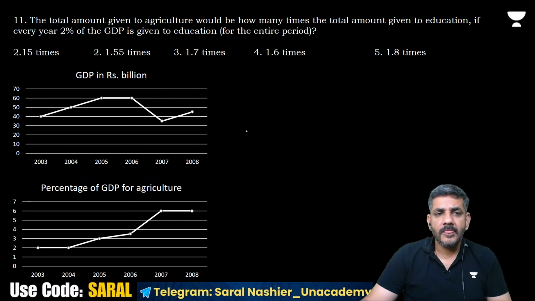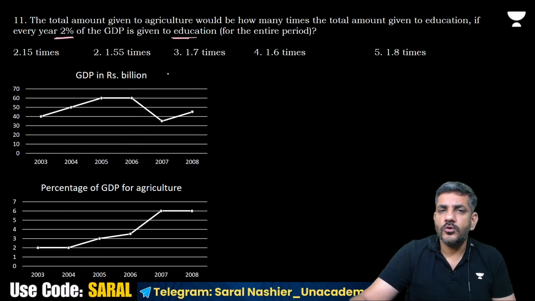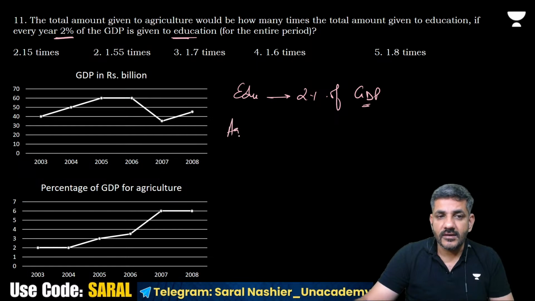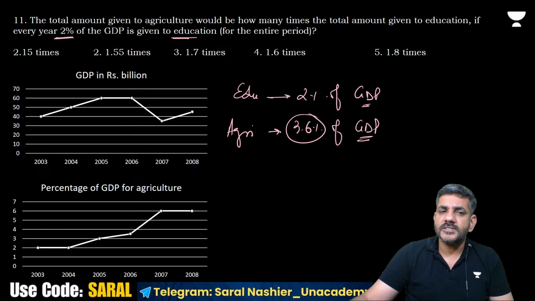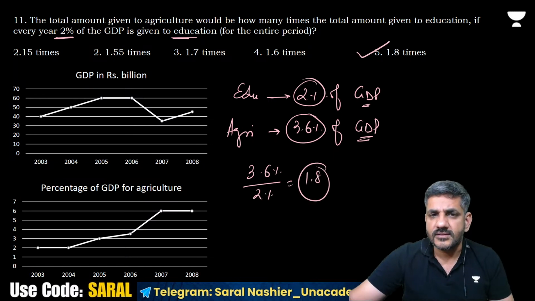What I was saying, that question is saying that 2% of the GDP is given to education. So education gets 2% of the GDP. And in all these years, we just calculated in the previous question that agriculture has got 3.6% of the GDP. Didn't we calculate it just on the previous page? So agriculture is 3.6% of GDP and education is 2% of the GDP. So this 3.6% is how many times of 2%? Isn't it 1.8 times? That's the right answer.